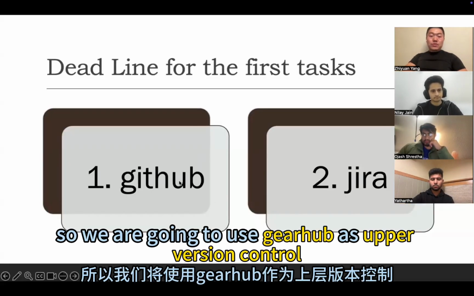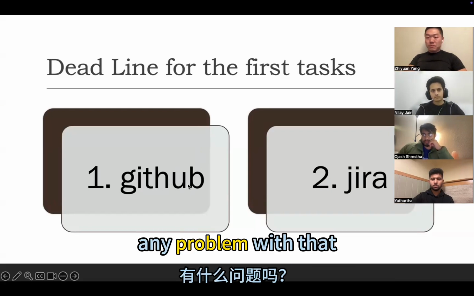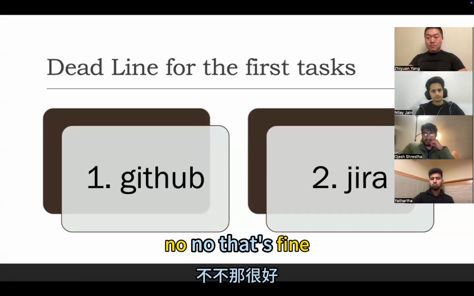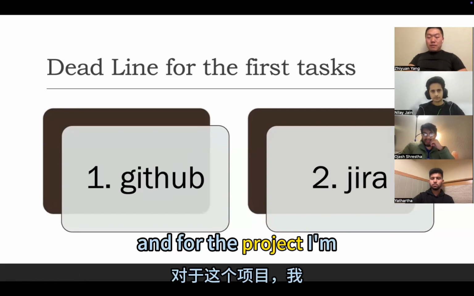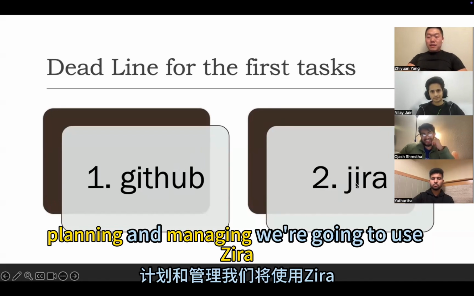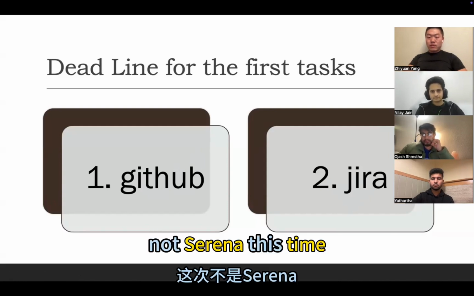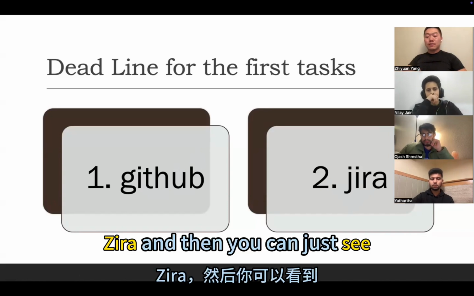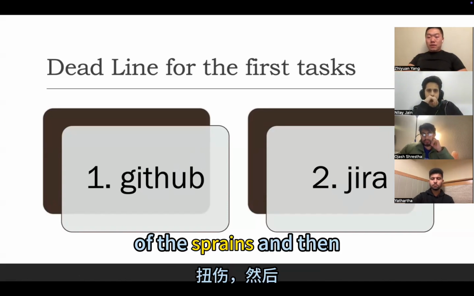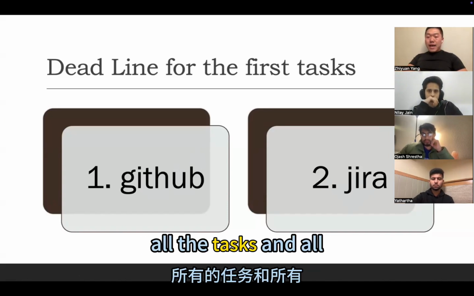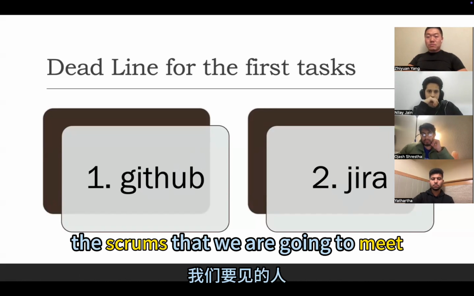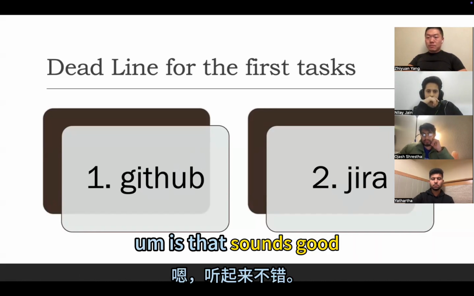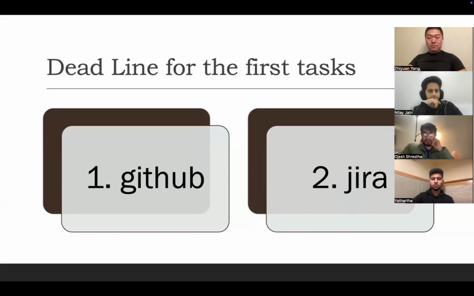So we are going to use GitHub as our version control. Any problems with that? No, that's fine. And for the project planning and management, we're going to use Zeta, not Serena this time. So all the work is going to be distributed on Zeta, and then you can see all the sprints, all the tasks, and all the scrums that we are going to meet. Does that sound good? Perfect. Yeah.